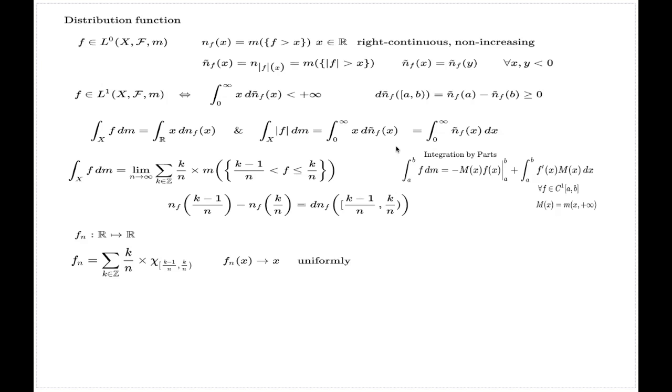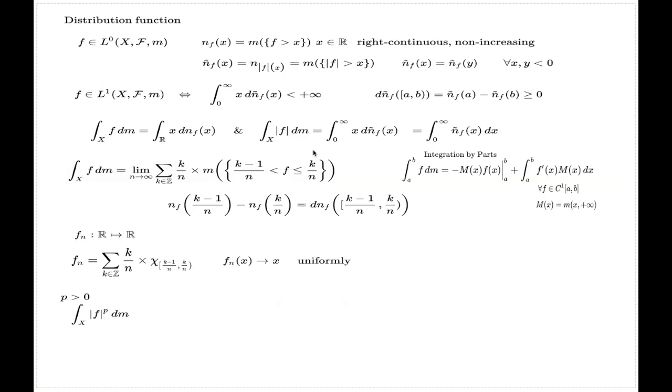Right. Now, in relation to this distribution function, I have another extra comment, which is here. I want to comment further on the special case when the function f in this relation is replaced with the function absolute value of f to the power of p, where p is some positive number.